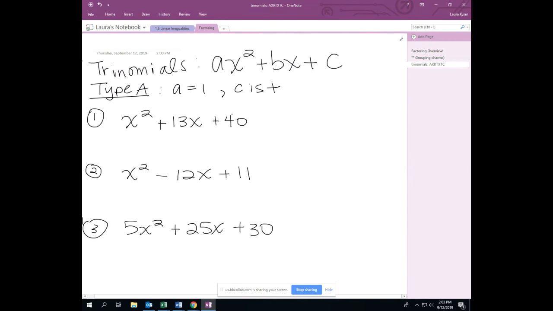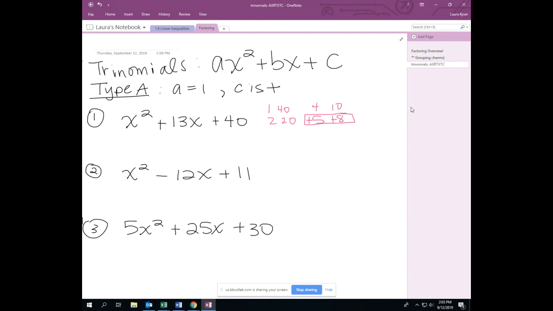So what I want to do is find two factors that multiply to give me 40 and add to give me 13. So if you're not real comfortable with this, you can list them all out. 1 and 40, 2 and 20, 4 and 10, 5 and 8. And you just stop whenever you get to the appropriate factor pair. In this case, 5 and 8. Because 13 is positive, they both need to be positive when we put the notation in the parentheses.